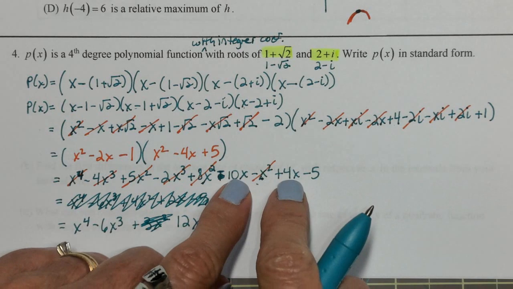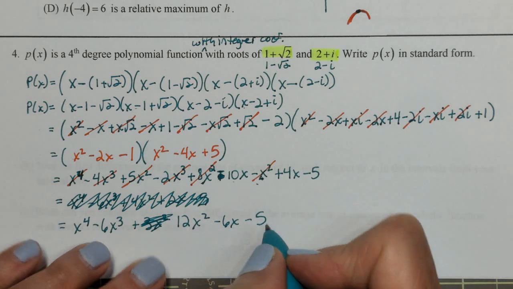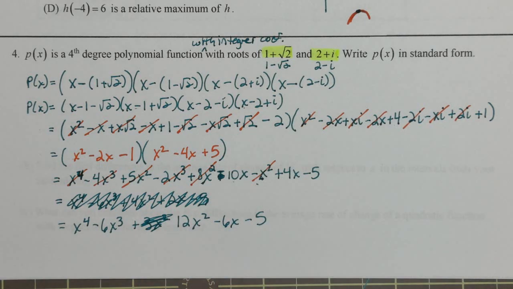And now this will be a minus 6x and a minus 5. Whew. Okay, how does that look? There very well may be another error in there somewhere.